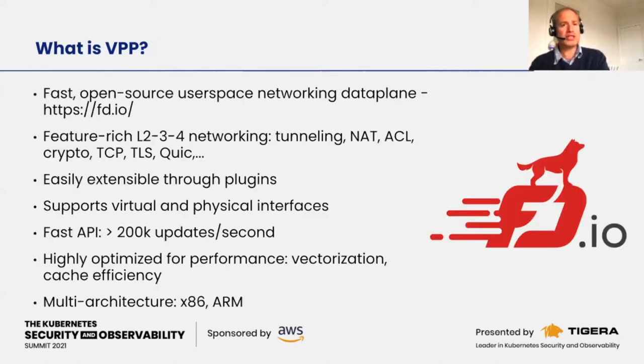Before going into too much detail on Calico VPP, maybe a few words about VPP itself. So VPP is a fast, actually a super fast, open source userspace networking data plane. It's developed under the FD.io project, which is part of the Linux Foundation. It's extremely rich in terms of features, with many layer 2, layer 3, layer 4 networking features, including tunnelings like VXLAN, IPsec, and so on, NAT, ACL, crypto, TCP, TLS, QUIC, and hundreds of other features, right?